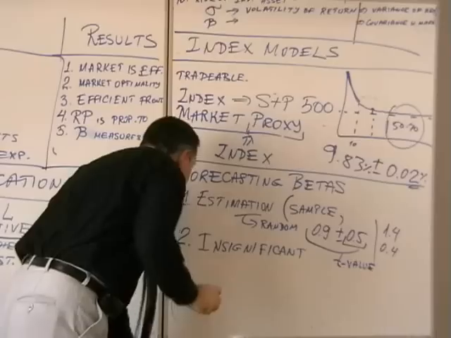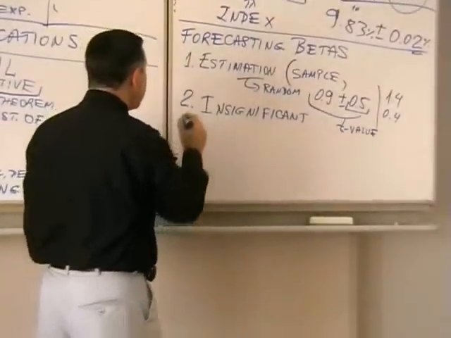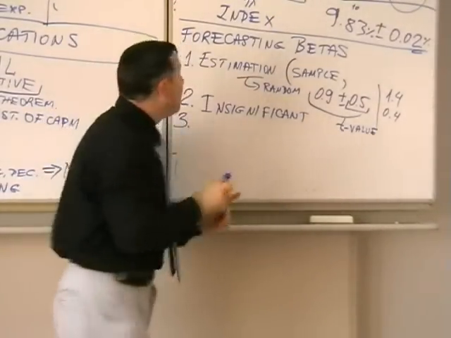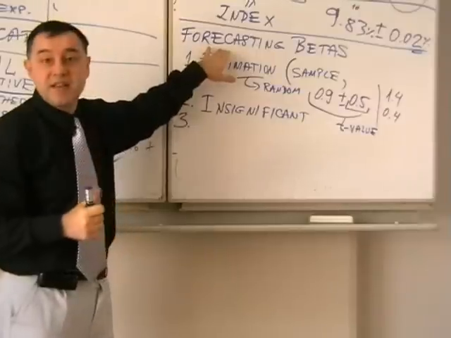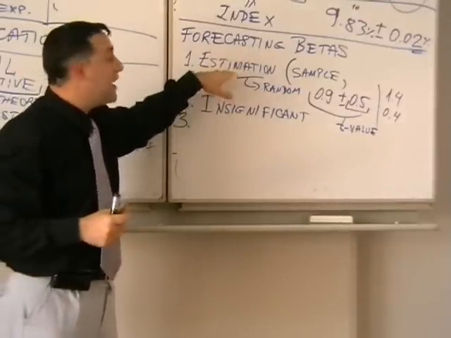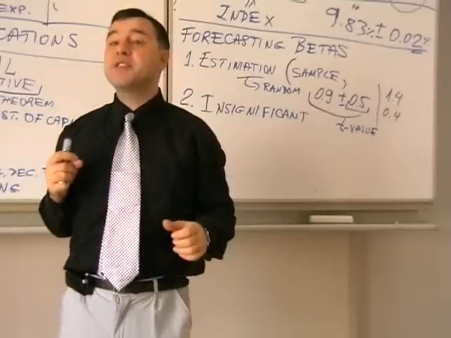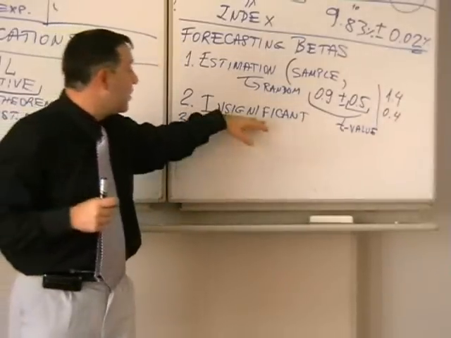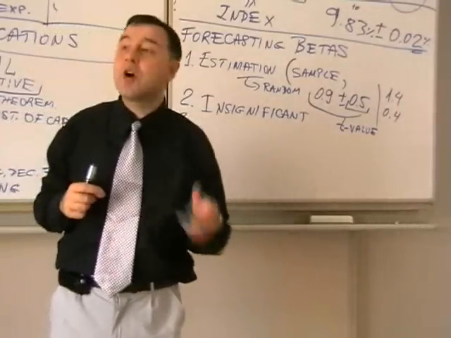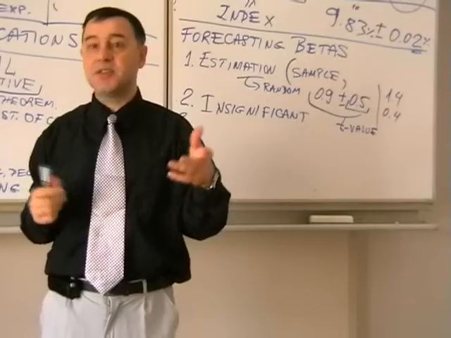And then finally, when you try to forecast the beta, even though you may have estimated it reasonably well, now you have to understand that the estimate of the beta for one stock might be very insignificant. For a different stock, you might get a fairly decent or good estimate.